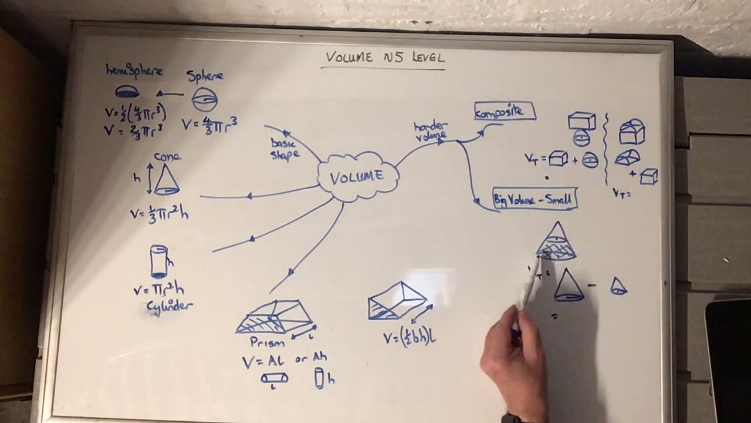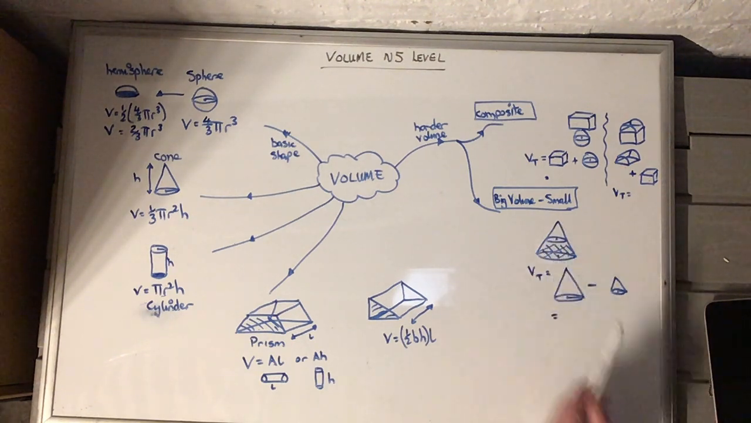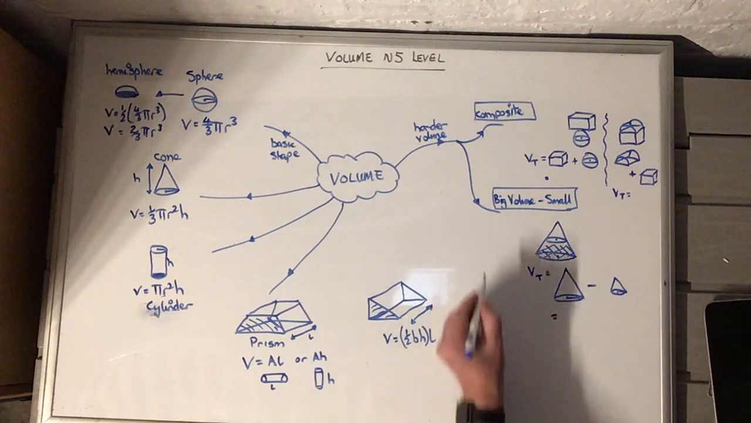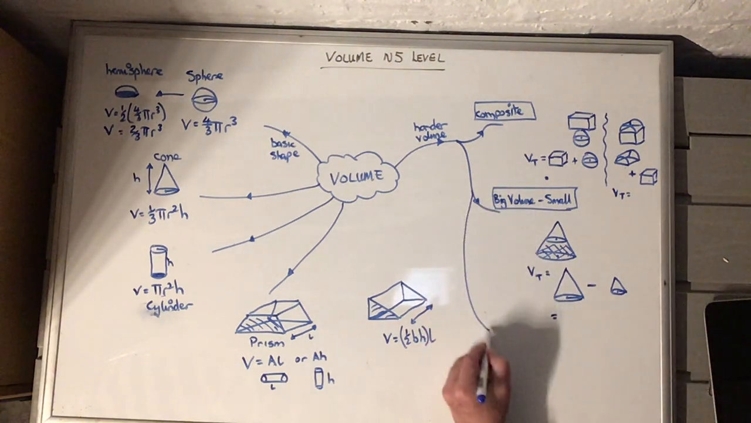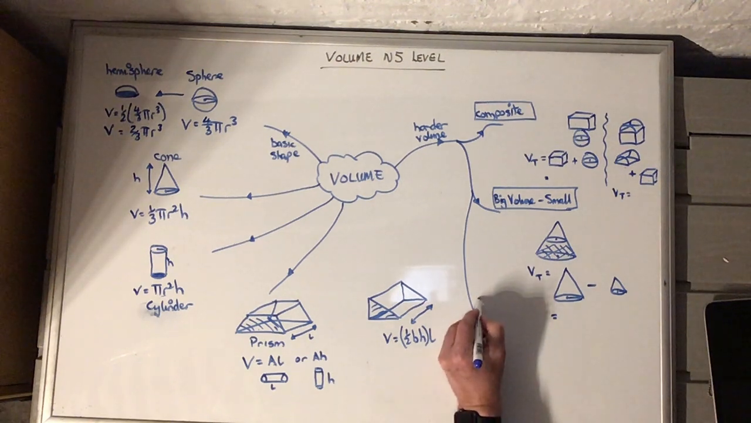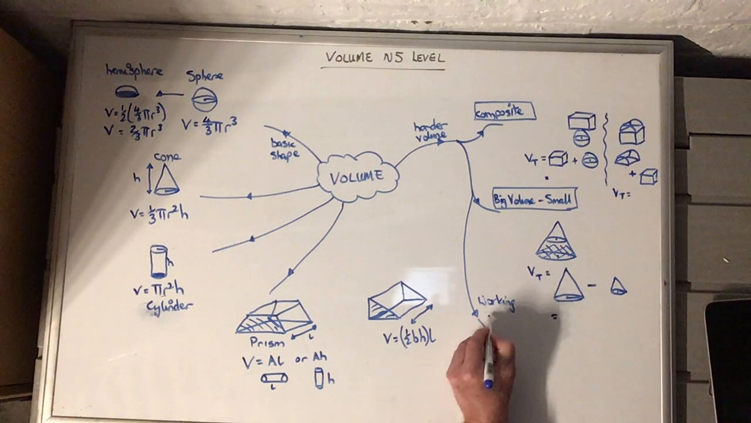But because you've got a big cone and you don't want this small cone, take one away for that and you get this awkward shape. Again, very common to come up in that. Okay. Last type I can think about just now is working backwards.